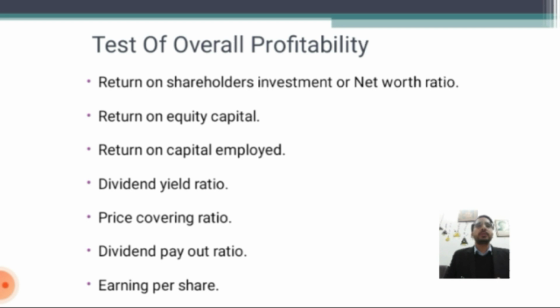First one, return on shareholder investment or net worth ratio. Second one, return on equity capital. Next, return on capital employed. Next, dividend yield ratio. Next, price earning ratio. Next, dividend payout ratio. And last one, earning per share.